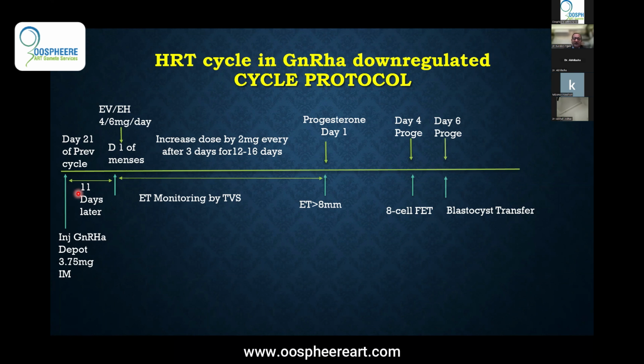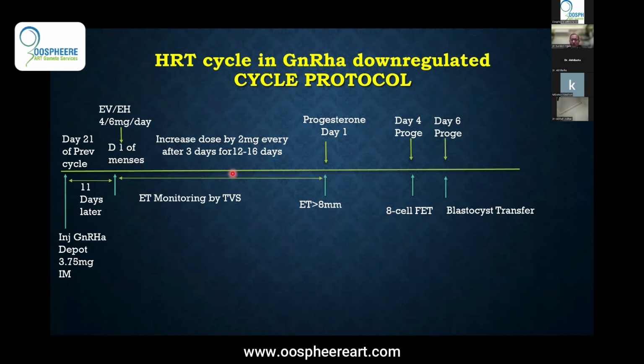And then from the second day onwards, we can start giving estradiol valerate or estradiol hemihydrate in doses of 4 to 6 milligram per day. And then we can keep increasing as per the response every third day or every fourth day till we get a desired endometrium where we can start progesterone.